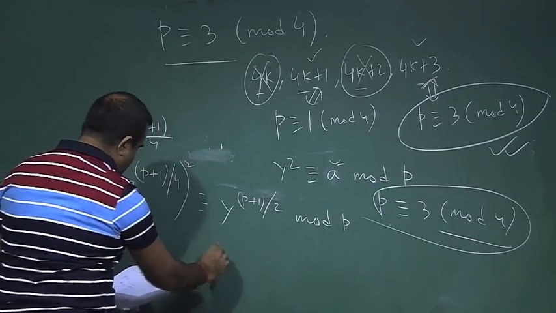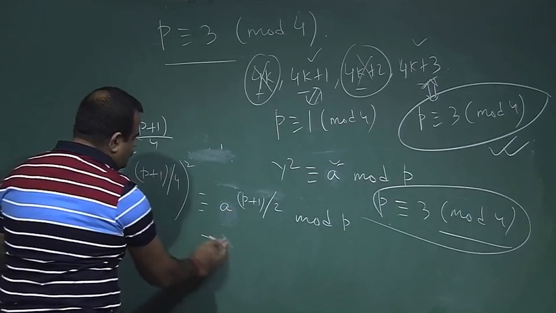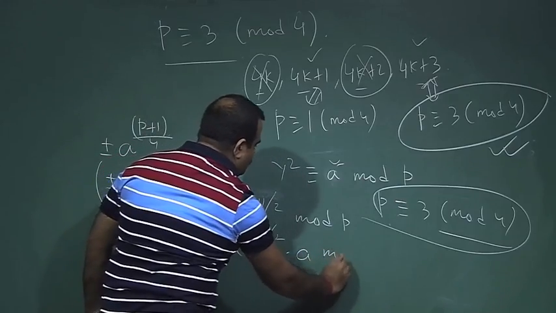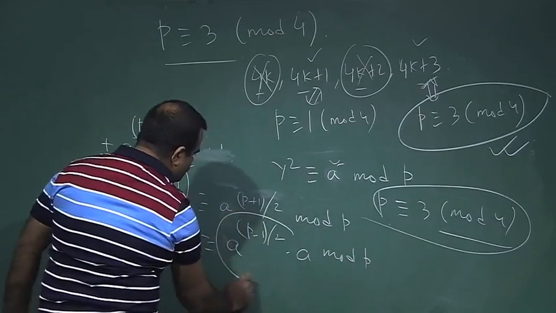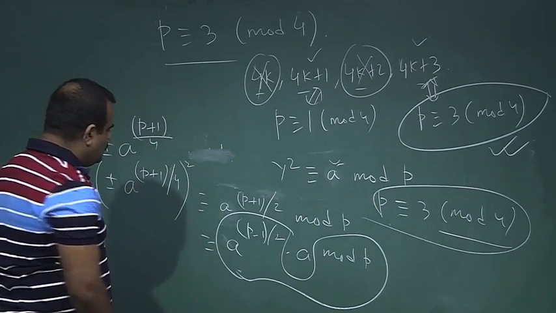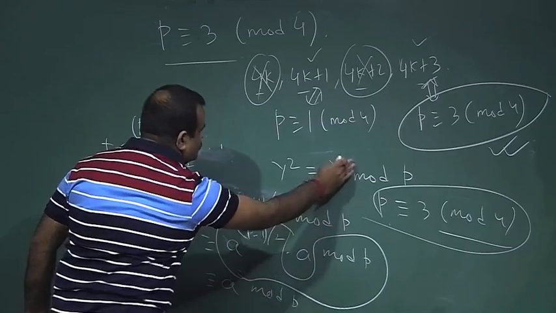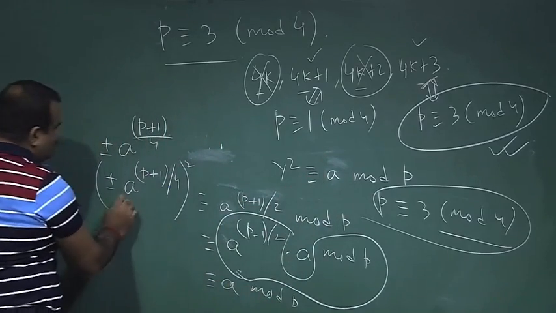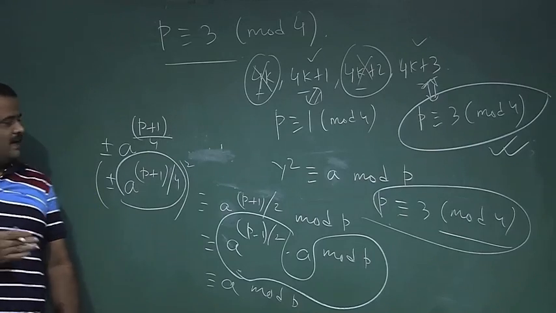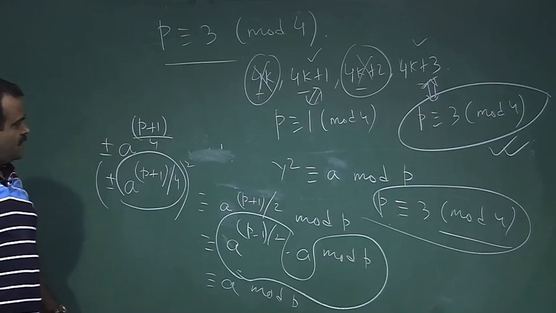Now, this is basically a to the power p minus 1 by 2 into a mod p. Now, this by the Euler criterion is basically 1. So, this will give us a mod p. So, that means these two are the solutions for this modular equation, provided p is of this form.